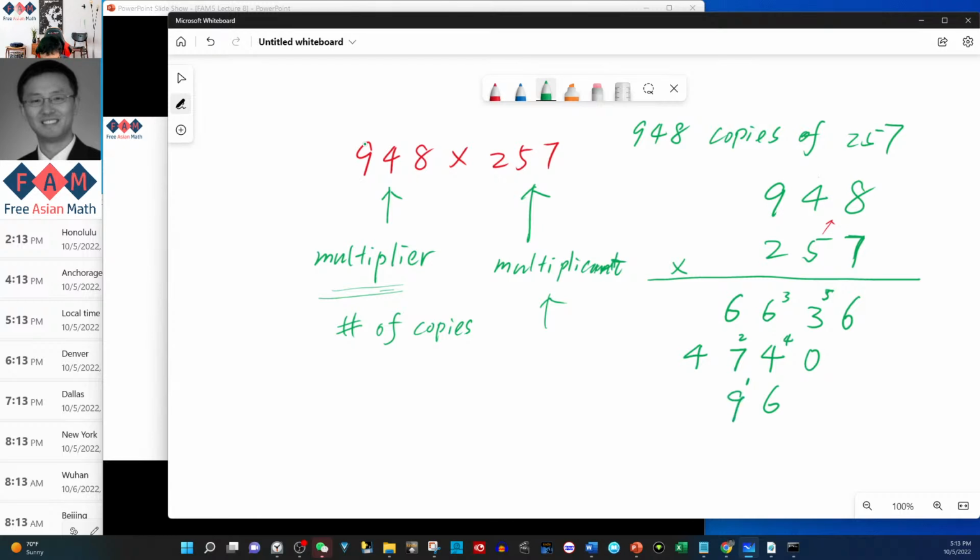2 times 9, that's 18. There's a carrying 1, but I don't need to write it. I just write it down directly. Now I have finished all the 3 steps. Now it's the time to perform addition. So addition also may generate a carrying, so you still follow the same thing.